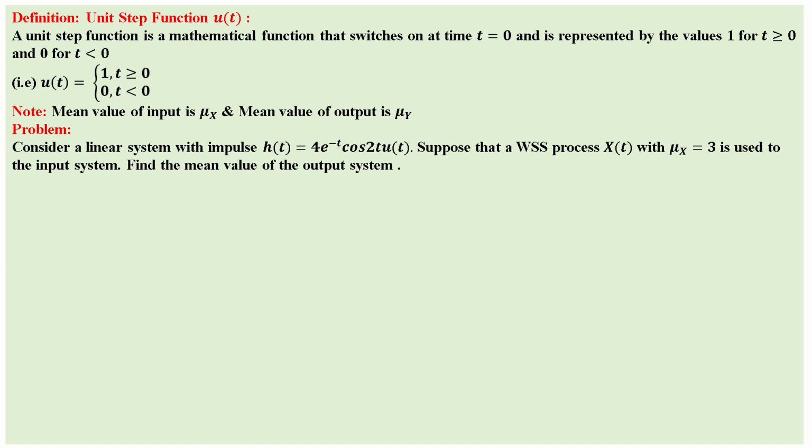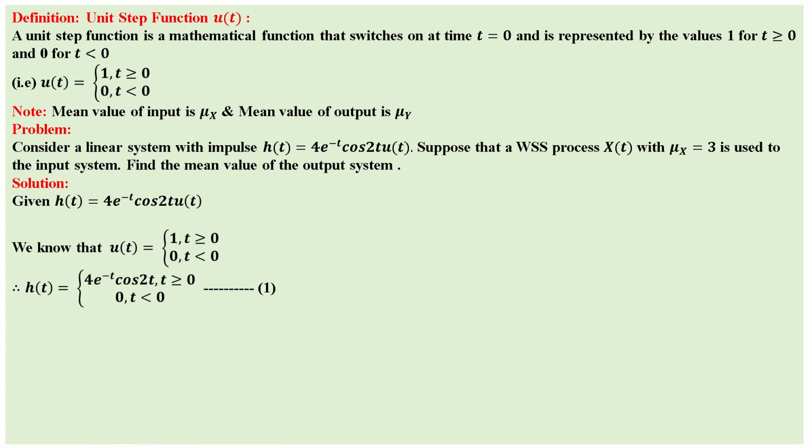Next problem. Consider a linear system with impulse response h of t equal to 4 e power minus t cos 2t u of t. u of t is the unit step function. Suppose that a WSS process x of t with mu x equal to 3 is the input to the system. Find the mean value of the output. Given h of t is equal to 4 e power minus t cos 2t u of t. We know that u of t is equal to 1 for t greater than or equal to 0, and 0 for t less than 0. That means h of t is equal to 4 e power minus t cos 2t into 1 for t greater than or equal to 0, and 0 if t is less than 0.